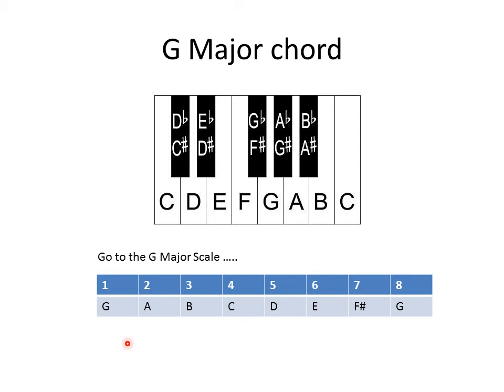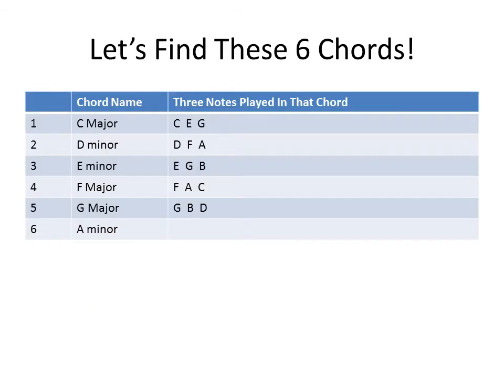So anyway, G major, that's going to be 1, 3, 5. Let's put it in our chart. G, B, D. That was the 1, 3, 5. We didn't have to do anything special. Okay, so let's go to A minor.